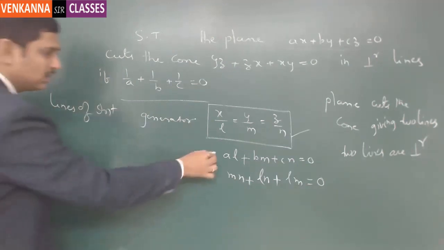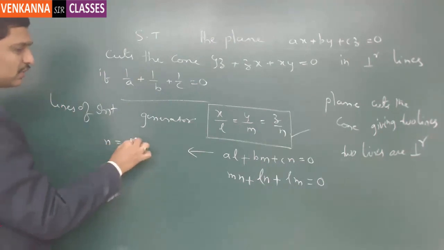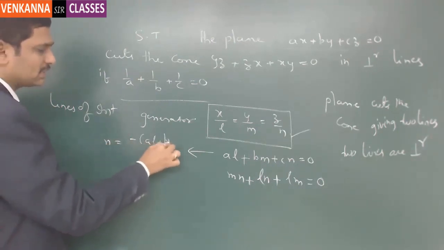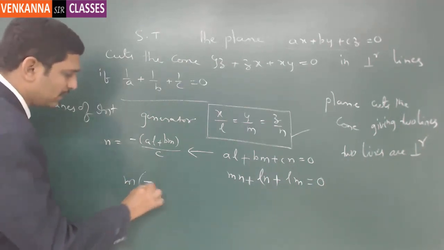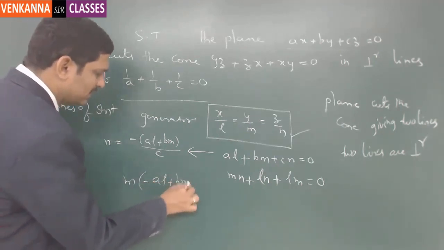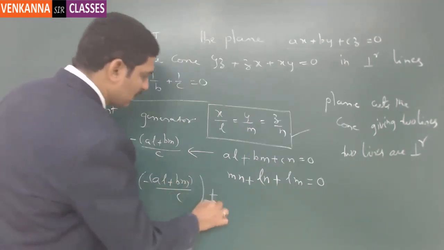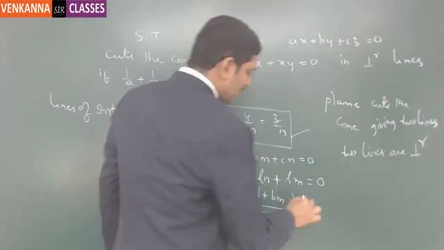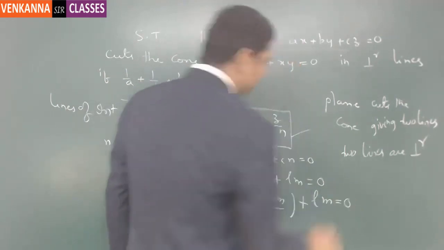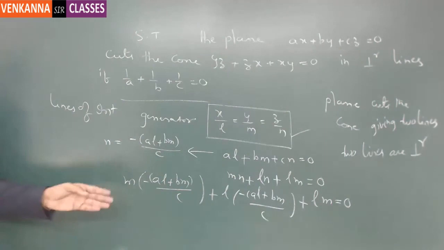So if you observe from this equation, n is equal to minus of al plus bm by c. Please understand that we can eliminate any one parameter, either l or m or n. Here I have taken n. Now substituting the n value in the cone equation, you have m into minus al plus bm by c, plus l into minus of al plus bm by c, plus lm equal to 0. So you simply calculate the LCM and simplify it.